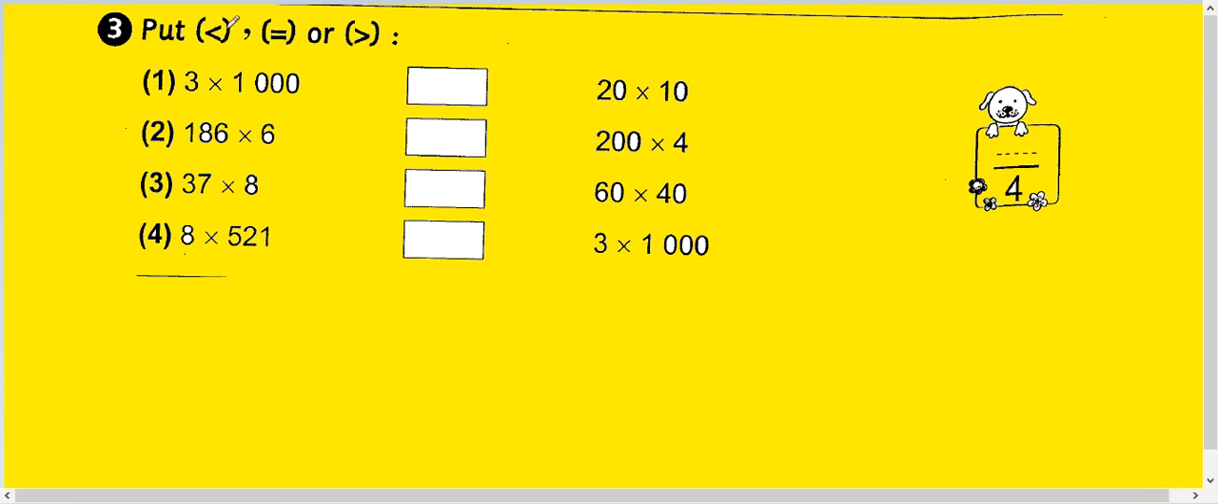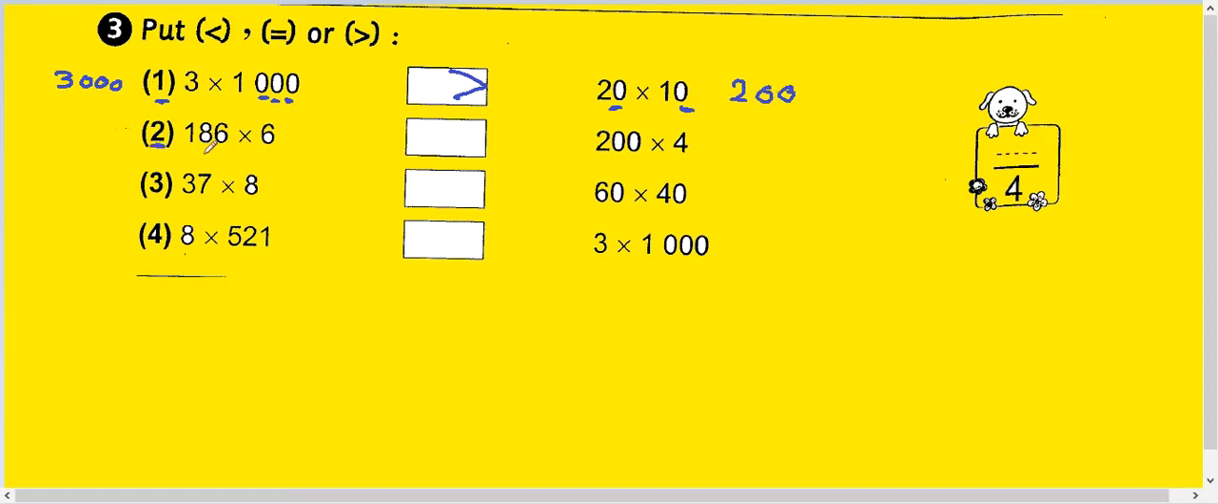Question number 3. He said put less than, equals, or more than. Question 1. 3 times 1,000. Here count how many zeros. We have 3 zeros. 3 times 1 equals 3. And we'll put 3 zeros from the right side. 3 times 1,000 equals 3,000. Here on the other side he said 20 times 10. Count how many zeros here. We have 2 zeros. So we'll put 2 zeros. And we can say 2 times 1 equals 2. Now which is greater? 3,000 or 200? The result will be more than. 3,000 is more than 200.